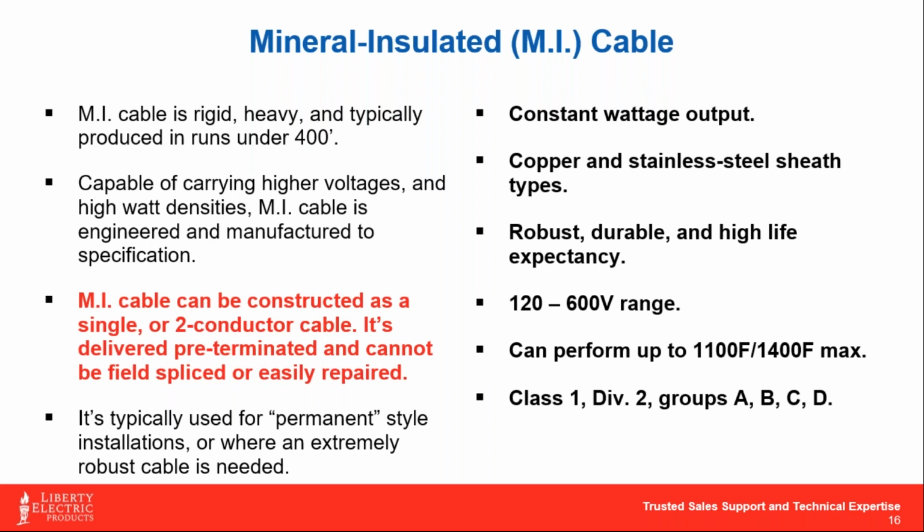There are 2 different types of MI cables. There's one that delivers power. This is the one that creates heat. And the only difference really between them is the fact that this cable has a resistance wire integrated into its construction to create that heat.